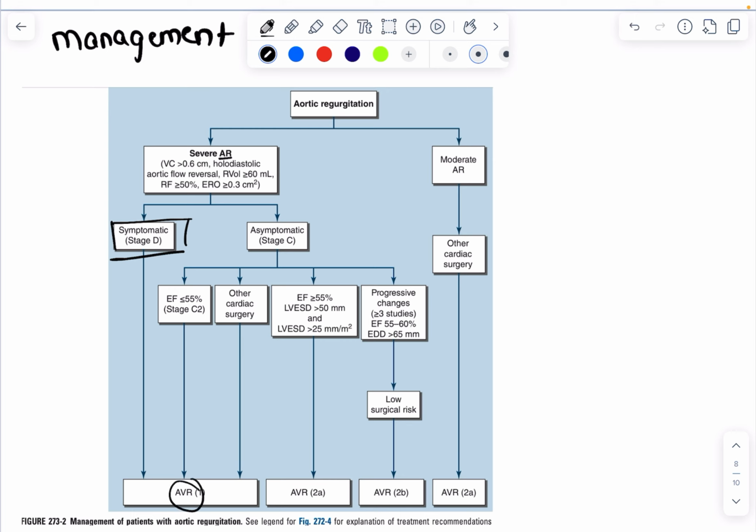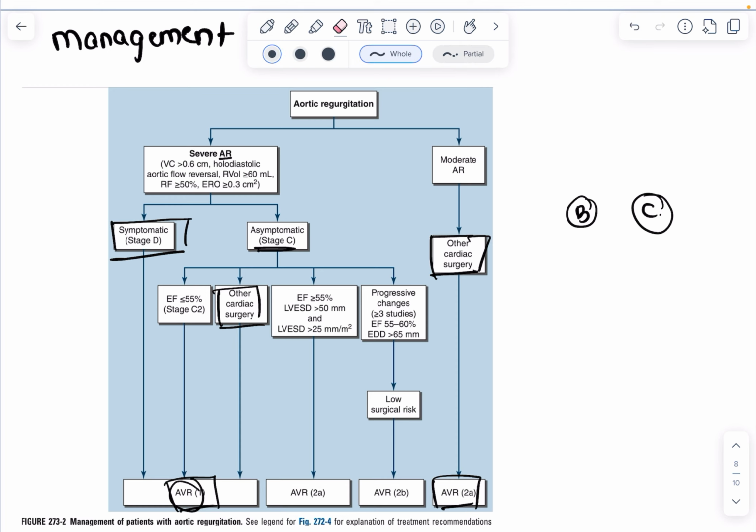Okay. Now, next thing: is the patient in stage B or stage C? If it is stage B and the patient is undergoing any other cardiac surgery, or in stage C also, if the patient is undergoing any cardiac surgery, then you need to go for aortic valve replacement. Okay, aortic valve replacement. And apart from that, in stage C, if the patient is having stage C1 or C2, then also you have to go for cardiac surgery.